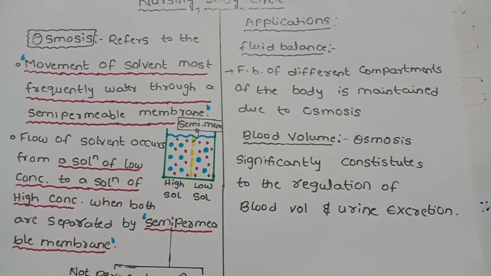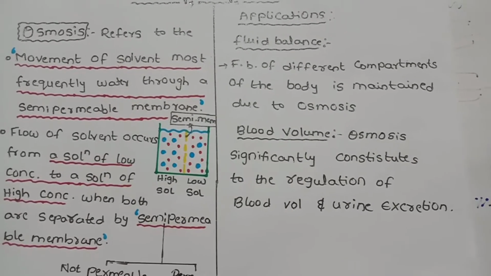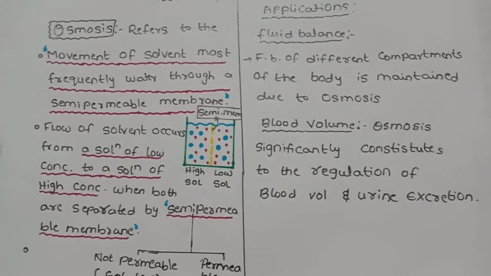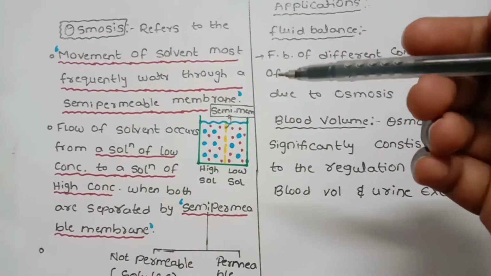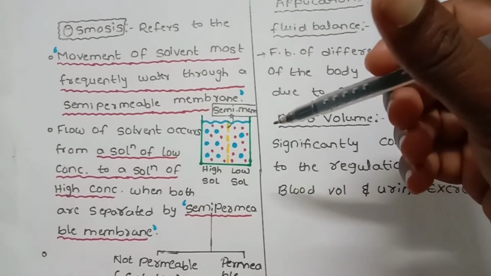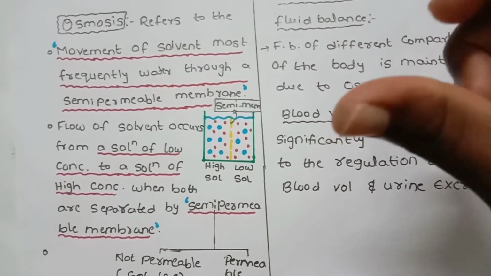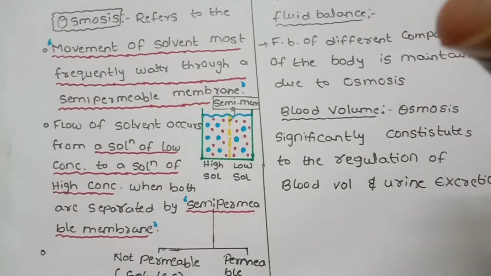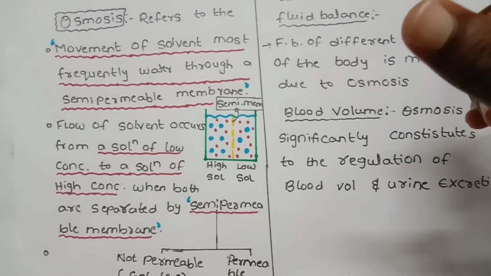Before starting this topic, you should have an idea of the differences between solute and solvent. The solute is a substance that is dissolved in a solvent. The solvent dissolves the solute in it. The best example of a solute is salt, which is dissolved in a solvent. The best example of a solvent is water.